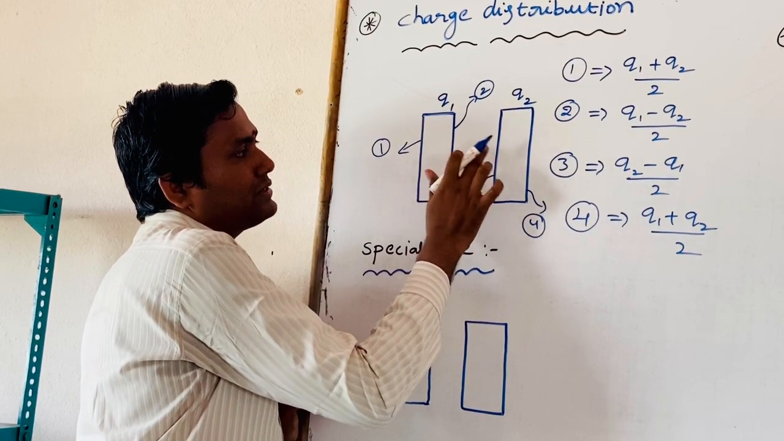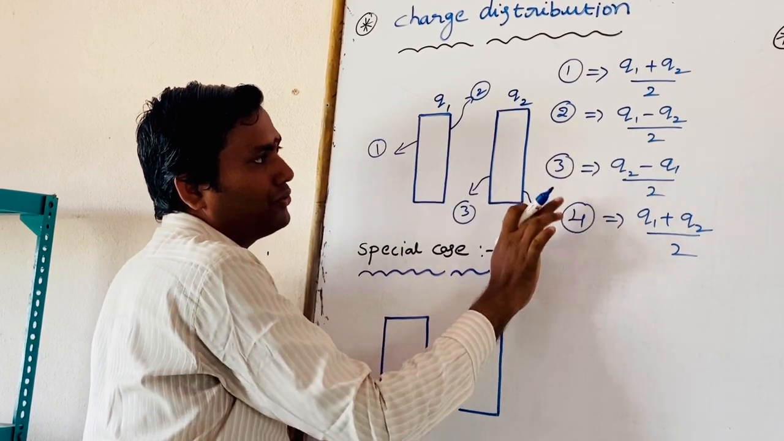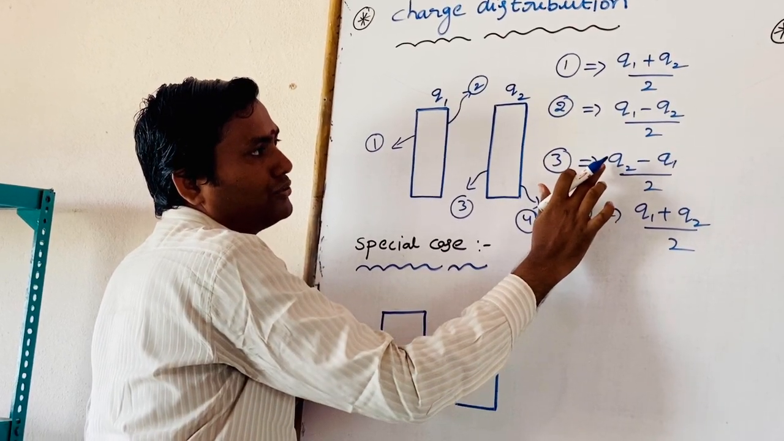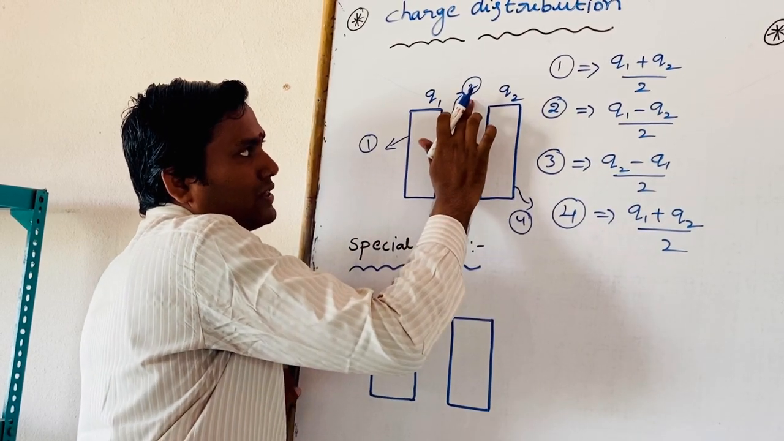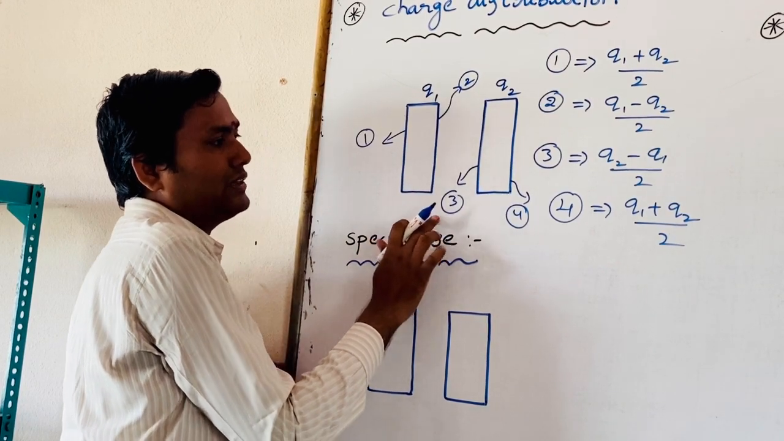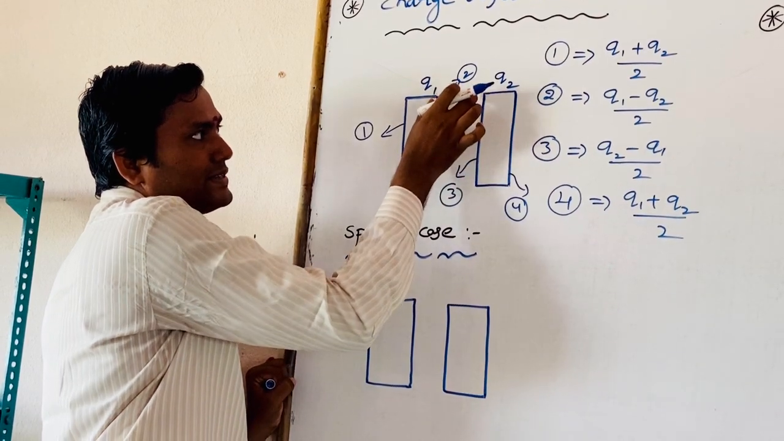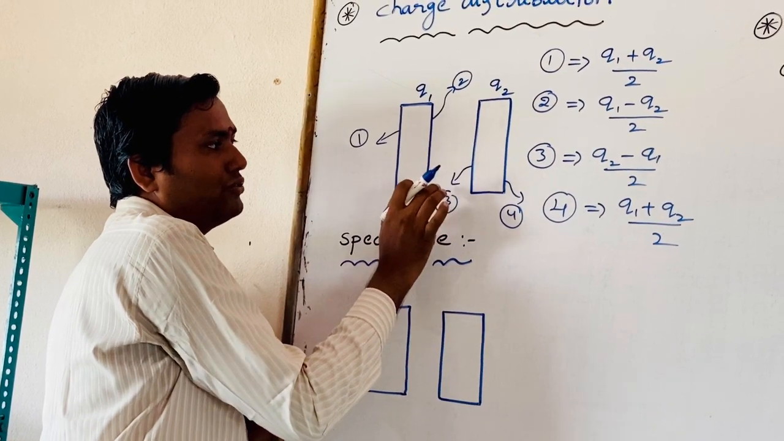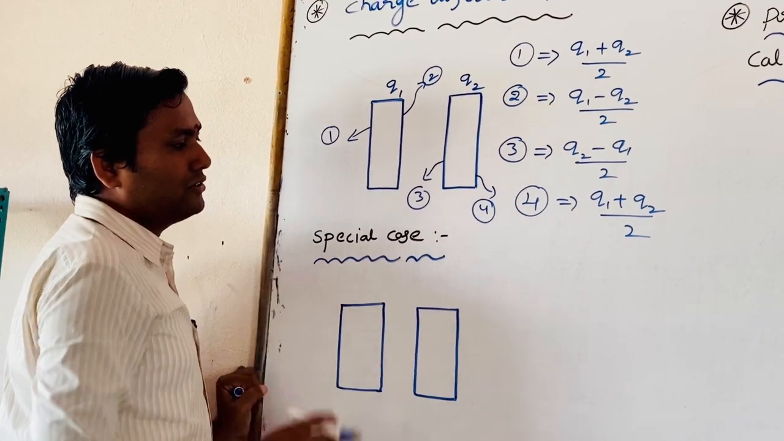Similarly, the charges that you are seeing on the opposite sides, that is 2 and 3, are equal in magnitude but opposite in sign. So, (Q1 - Q2)/2 is equal to minus of (Q2 - Q1)/2. That's why the charge on the second surface is equal to the negative of the charge on the third surface. Both of these charges on the facing surfaces are equal in magnitude but opposite in sign, and 1 and 4 are equal in magnitude.